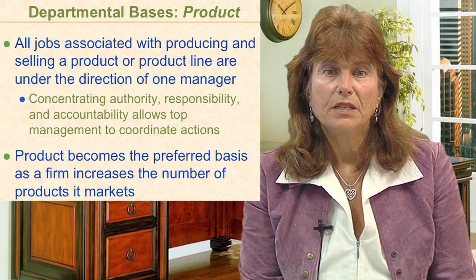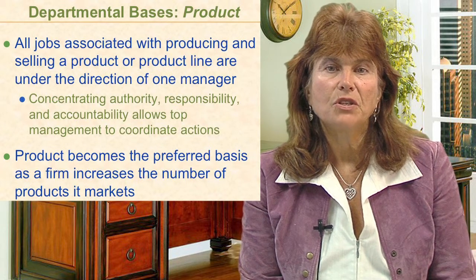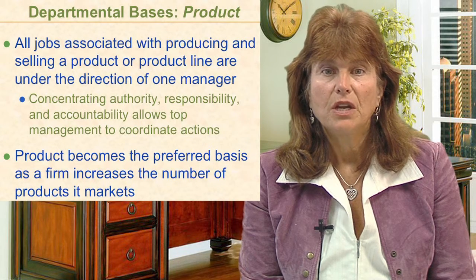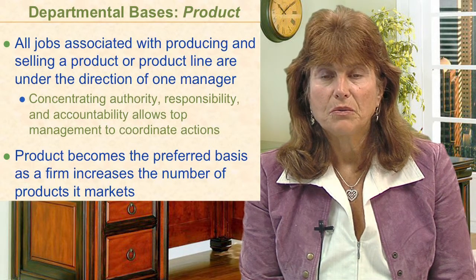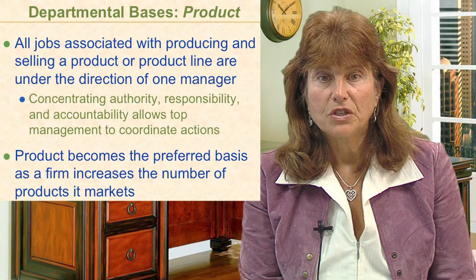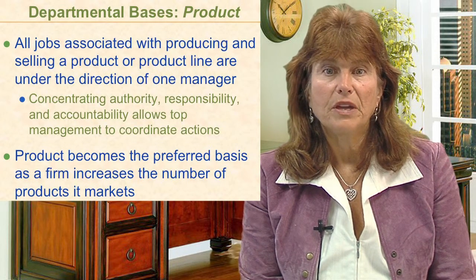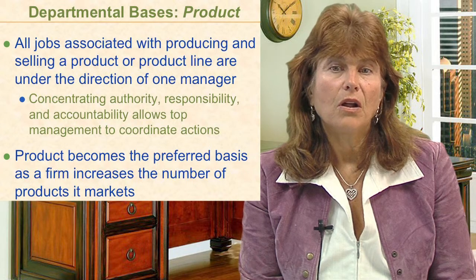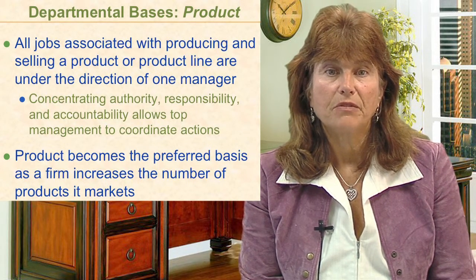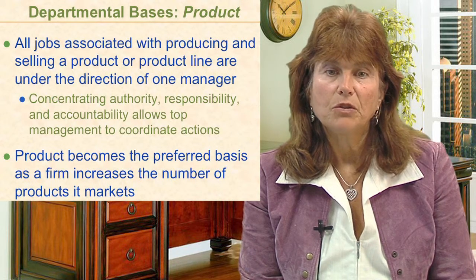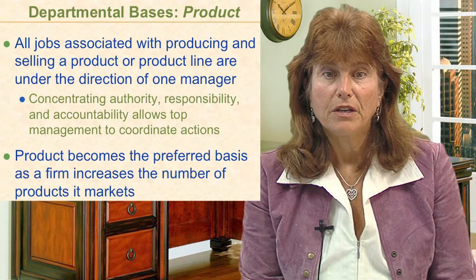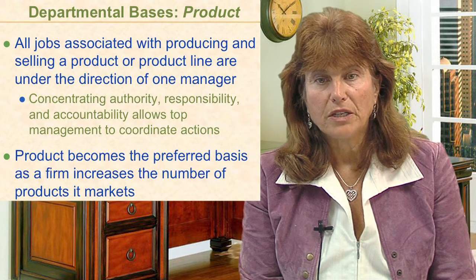When we look at product, all jobs associated with producing and selling a product or a product line are under the direction of one manager. An example of this could be the auto industry, where we have the truck division, the SUV division, and so forth. And so what we have is all authority, responsibility, and accountability for all trucks at the top of the organization. So we might have duplication of effort because we might have somebody in a product area that could also do the same thing in another product area.